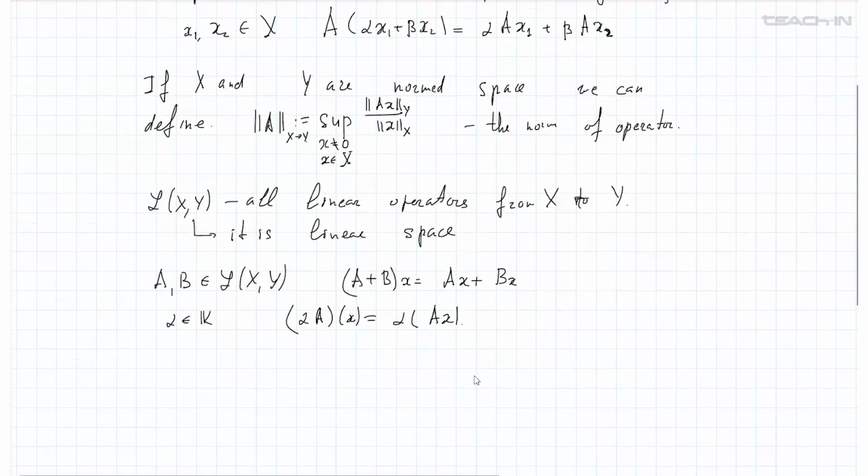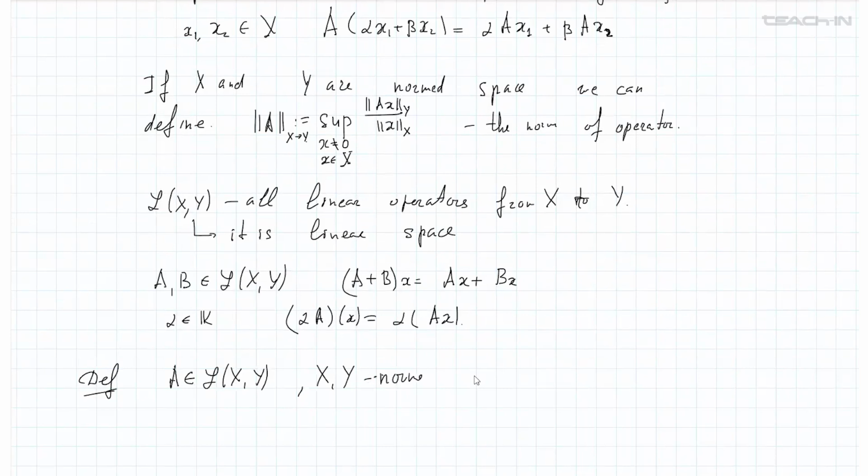And a definition: an operator A, linear from X to Y, with X, Y normed spaces, is bounded if its norm is finite. Later we will begin a theory of unbounded operators, but in the nearest time we study bounded operators.